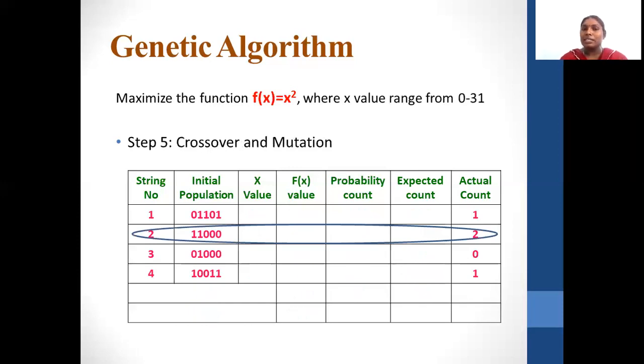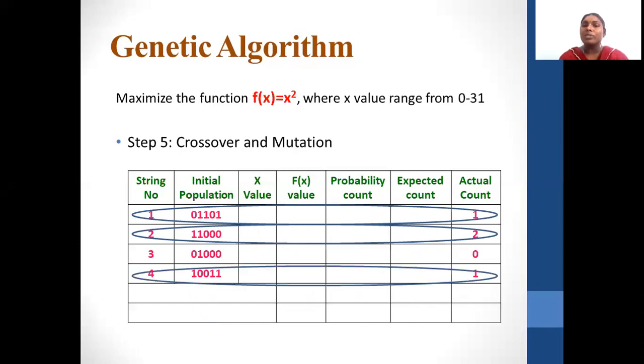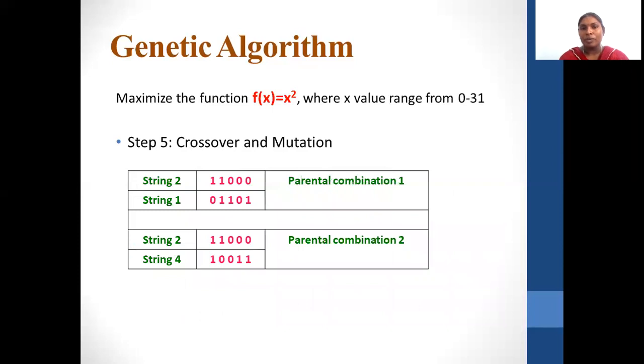Okay, so the next step: the parental chromosomes are chosen, and now we have to combine those two. String 2 has 2 possibilities. So it can be combined with string 1, that will form the first combination. And again string 2 with string 4, that will form the second combination. Okay, so this is the first parental chromosome and second parental chromosome combination.